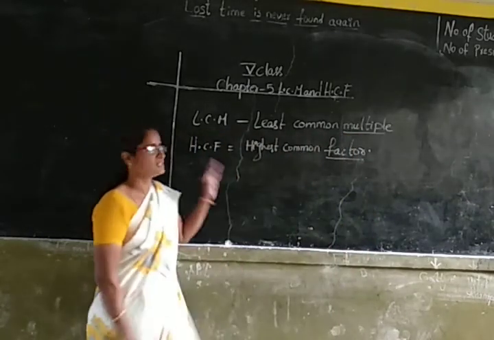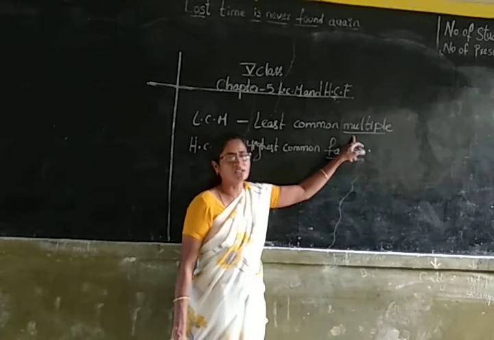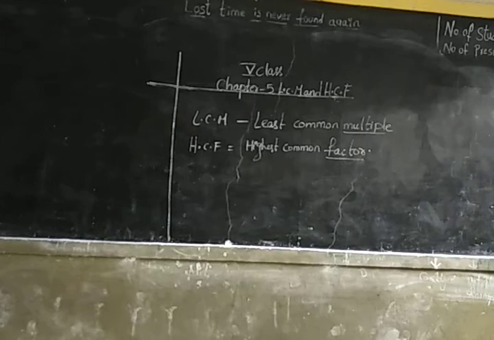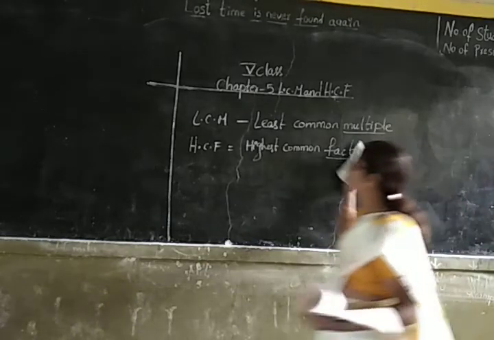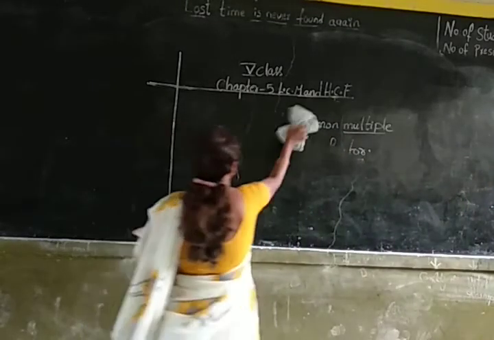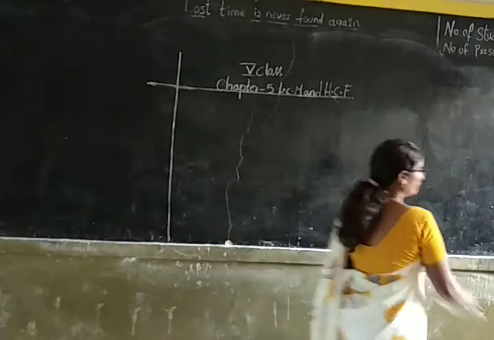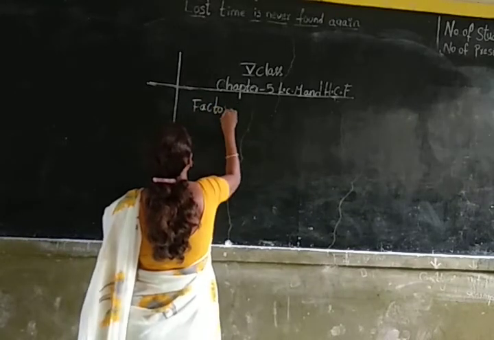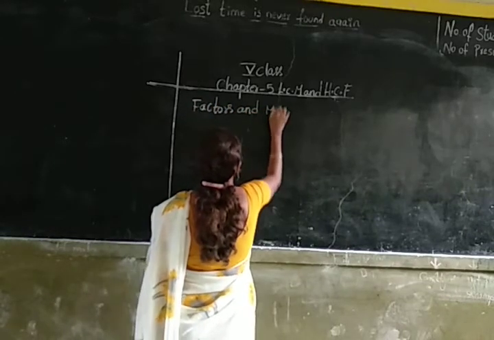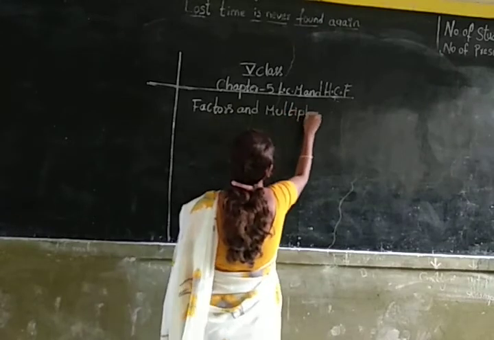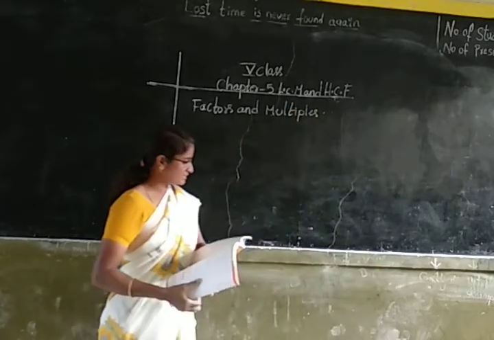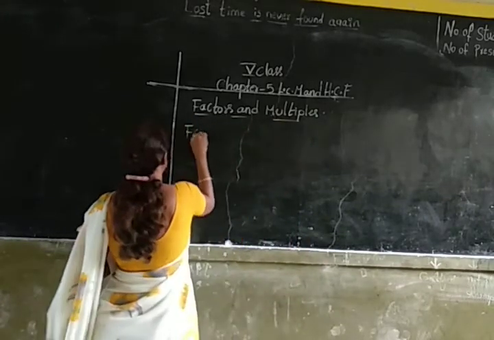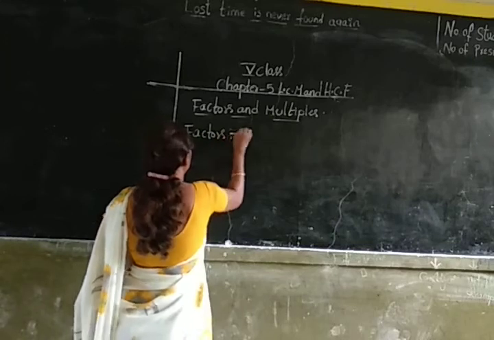Okay children, before starting the chapter, first let us learn what is a multiple and what is a factor. So first we are going to learn about factors and multiples. Before starting the chapter, let us learn about factors and multiples. First, let us learn about factors. So, what is a factor?